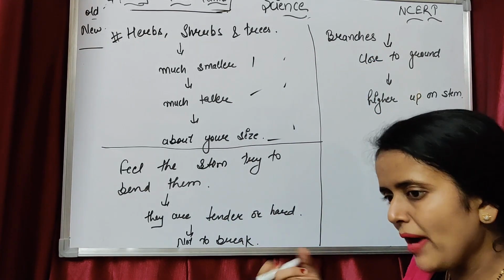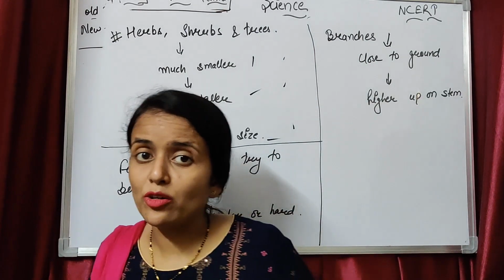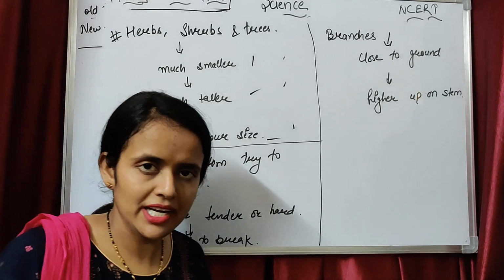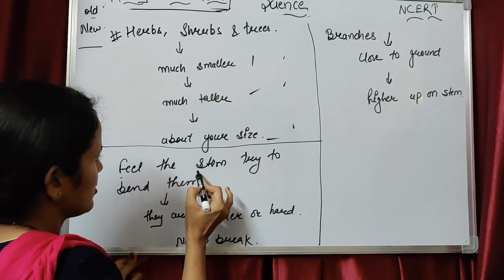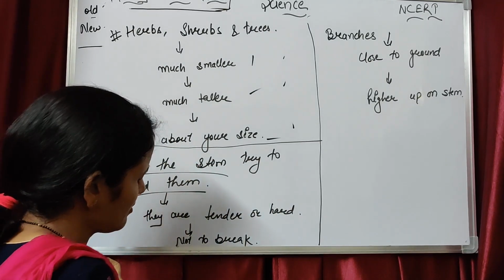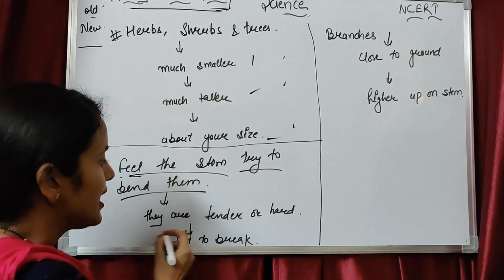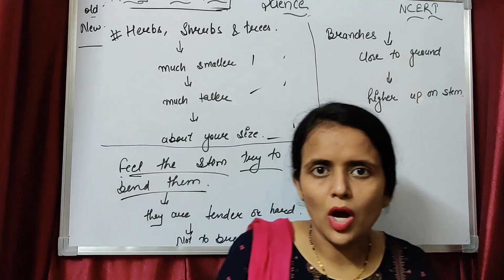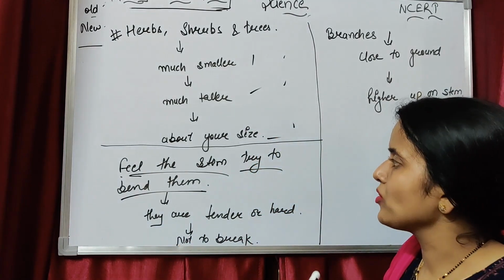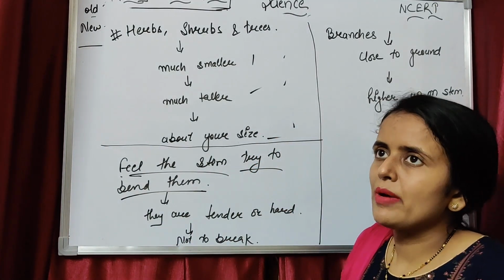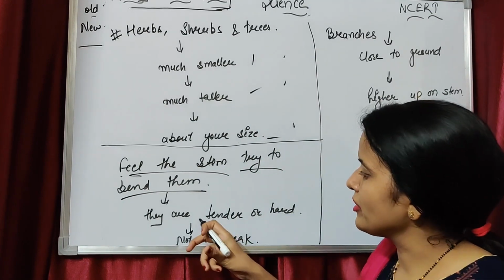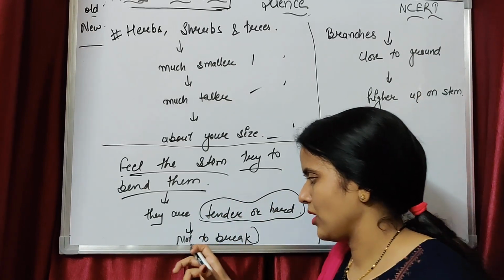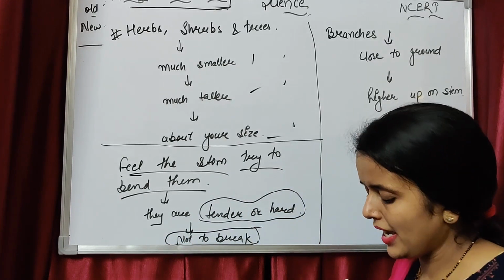Feel the stem. Try to bend them. Don't break this stem. Never harm any tree in any way. So try to bend. Feel the stem. Are they tender or hard? Easily foldable or very hard. You will see that when you try to bend the stem, some are very hard, some are very tender. So you have to differentiate the stems also. Do not break any stem in any condition.